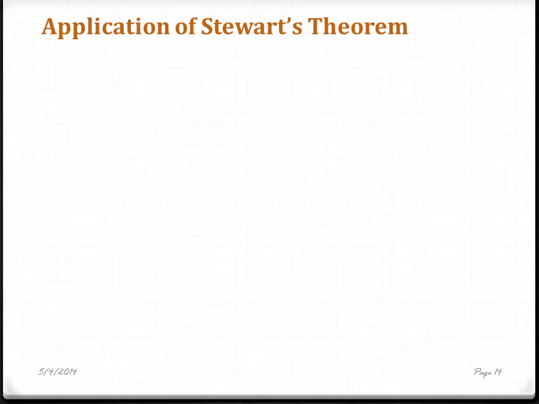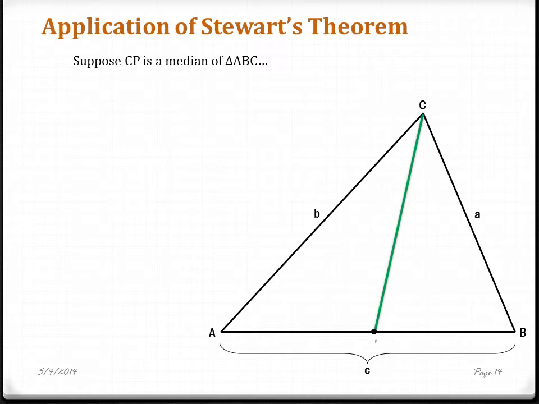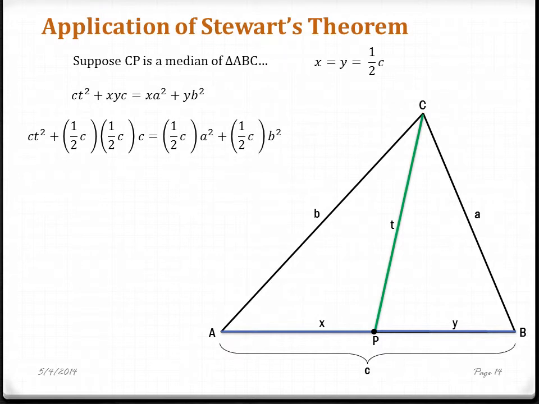Now that we have proved Stewart's formula, we can apply it to a more interesting situation as promised earlier. Suppose that CP is a median of triangle ABC. A median of a triangle is the line segment joining a vertex to the midpoint of the opposite side. Therefore, x equals y, which equals 1/2 of c. Then using Stewart's formula that we have just proved, we can plug in 1/2 c for x and for y.